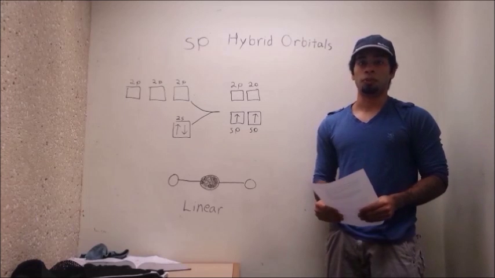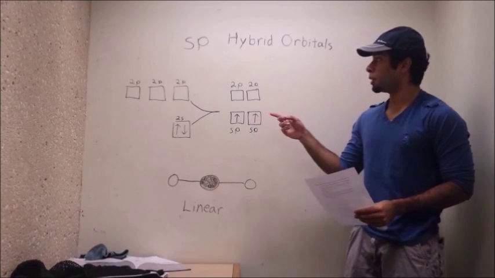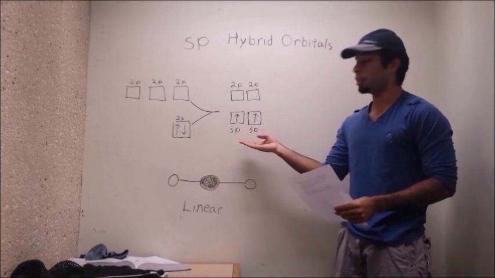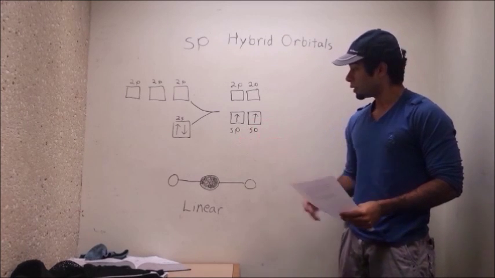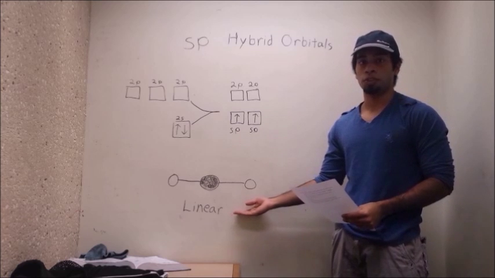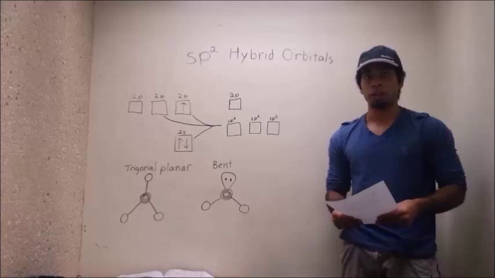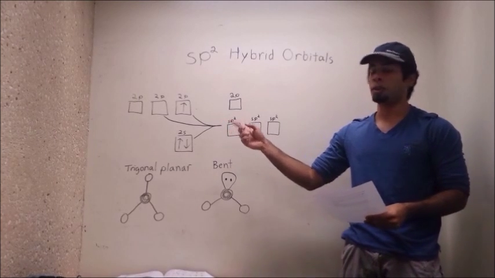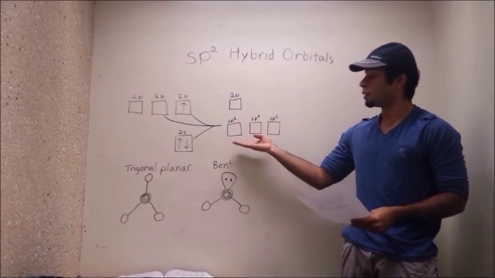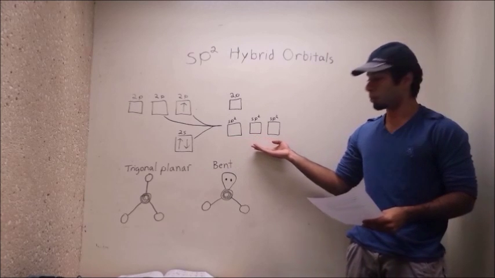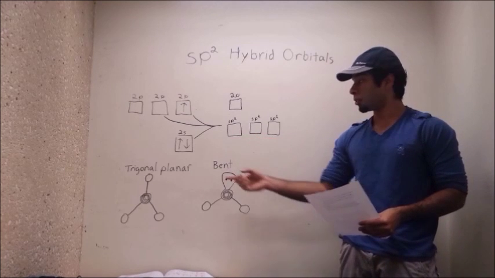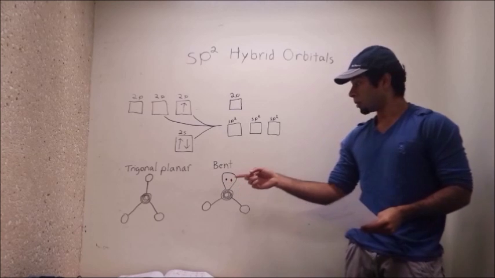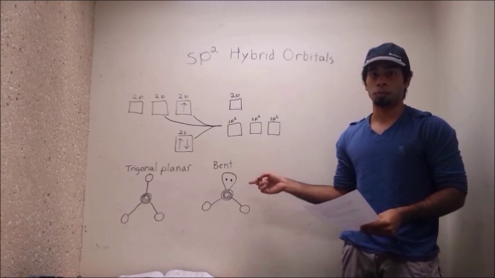sp hybrid orbitals are formed from one s and one p orbital combining to form 2 identical sp orbitals. These orbitals form a linear molecular shape. sp2 hybrid orbitals are formed from 2 p orbitals and 1 s orbital combining to form 3 identical sp2 orbitals. These orbitals form a trigonal planar molecular shape, or a bent shape if it has 1 lone pair.